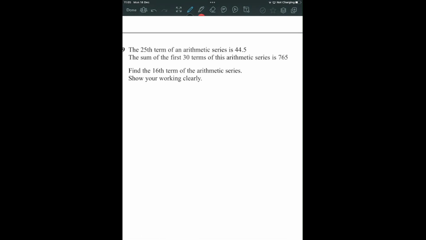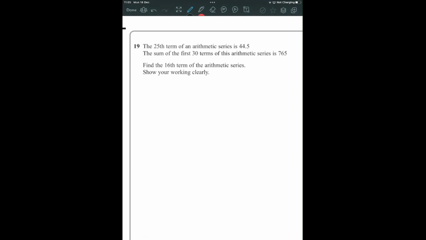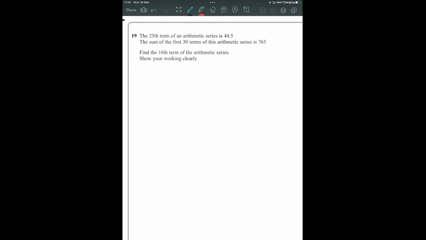Question 19. The 25th term of an arithmetic series is, and the sum of the first 30 is. Find the 16th. This should incite simultaneous equations vibes. We've been given two statements and we've been asked to find something out. Main reason it's simultaneous is we know that arithmetic is all in terms of the first term and the common difference. So if we can write out our equations in terms of those, we'll be home and dry.